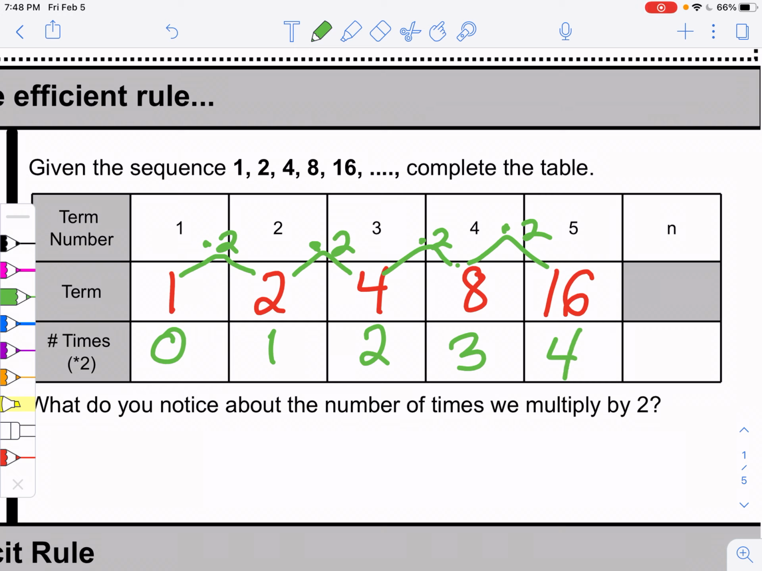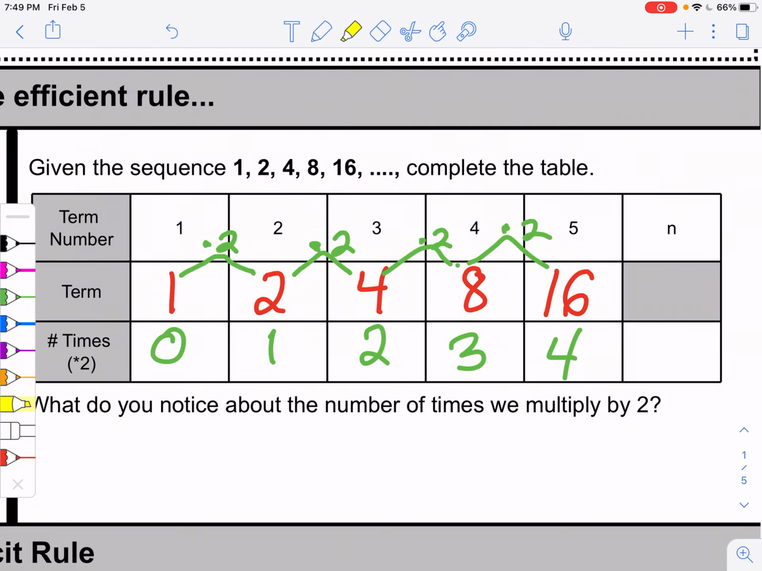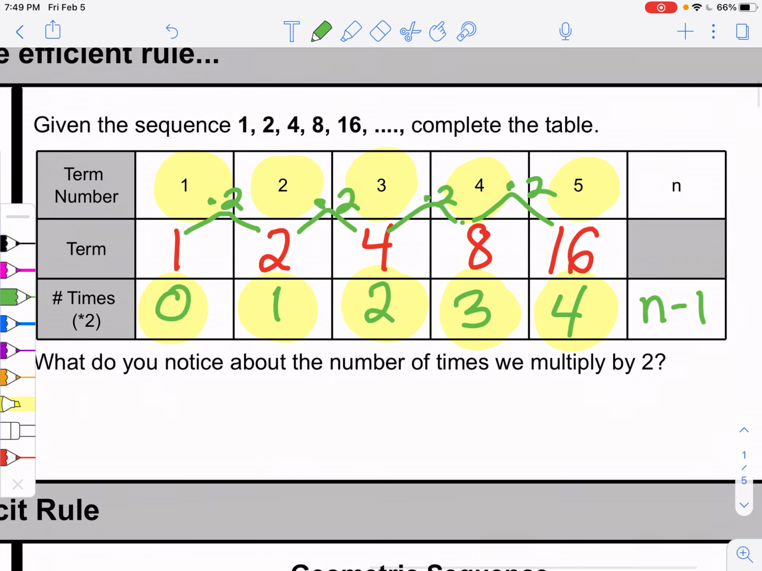So notice that I've multiplied by 2 0 times, 1 time, 2 times, 3 times, and 4 times. If we look at the term number and compare it to the number of times we multiply by 2, the term number is 1, the number of times we multiply by 2 is 0. The term number is 2, the number of times we multiply by 2 is 1. 3, 2, 4, 3, 5, 4. If you notice, it's always 1 less. We are always multiplying by 2 one less time than the term number. So if I want to find the 100th term, I need to multiply by 2 99 times. So what do we notice about the number of times we multiply by 2? I notice that it's always 1 less than the term number.